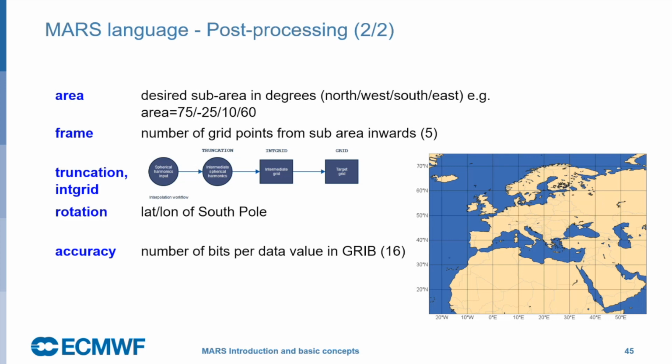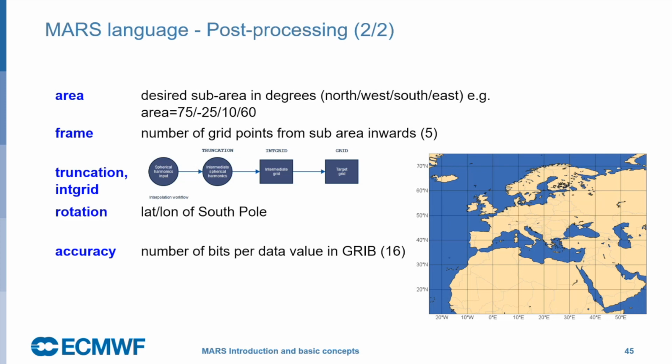Also for post-processing, you don't need to extract the global data. Most people are interested only in subdomains, and you can specify your subdomain with the area. So here you see as an example, 75, 25, this is northwest, southeast borders, latitude, longitude, and then you get grid, which is plotted here for Europe.